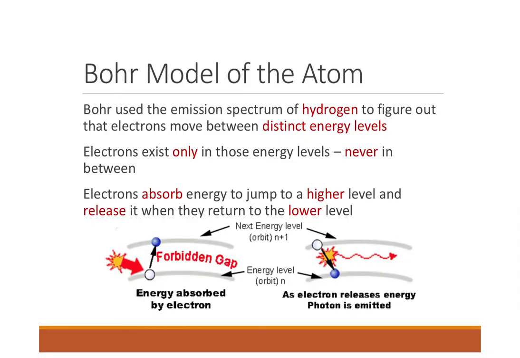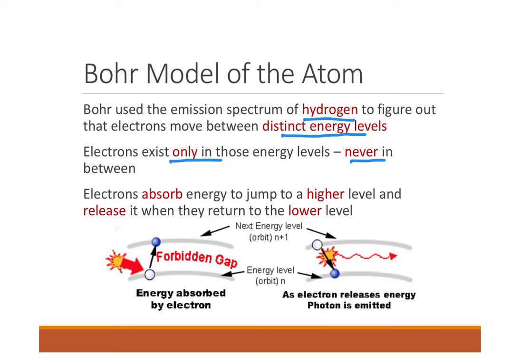So Bohr used the emission spectra of hydrogen, where we saw just those 3 lines, to help develop his model, this idea that electrons move between distinct energy levels, that they can't exist anywhere around the nucleus, but they have a particular place that they belong based on how much energy they are carrying. He proposed that electrons exist only in those energy levels. They never exist in between.